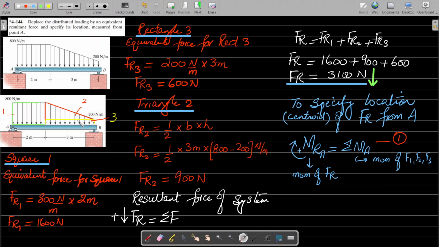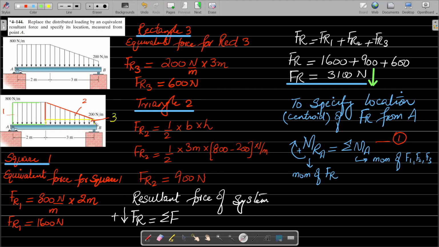Now if we go to rectangle 3, we can very easily see that the height of this rectangle is 200 Newton per meter, and the base of this rectangle is 3 meters. If we multiply both of them, we get the resultant force Fr3 equals 600 Newton.